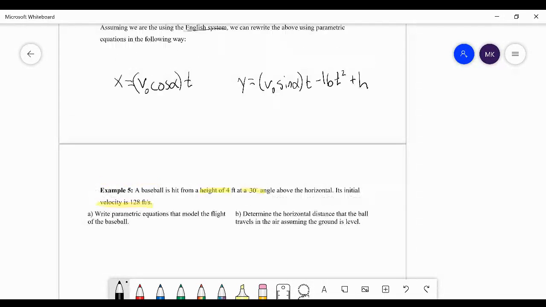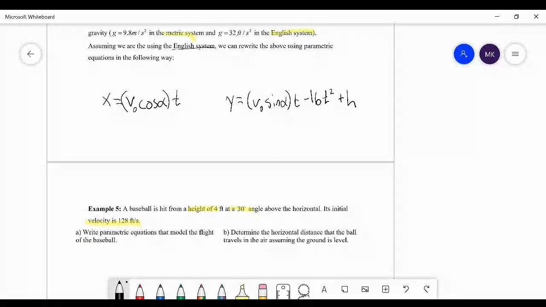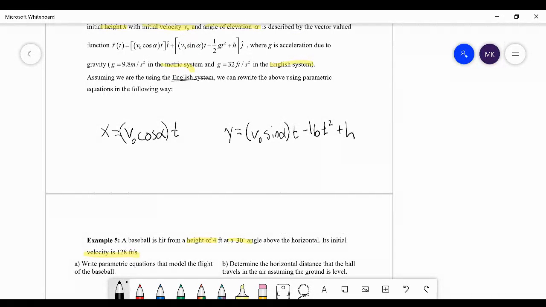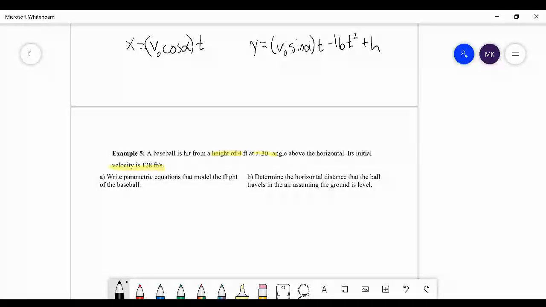Now the other thing is, are we in English or metric? Well, look at the units. We're talking about feet here, feet per second. That's the English system. If we were talking about meters, our height wouldn't be 4, it'd be something in meters, and we'd deal with that. So we are going to use these two equations that we just created, this one here and this one here. And so what we want to do is fill these values in.